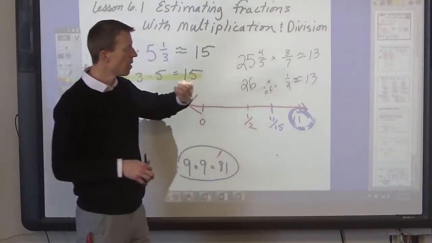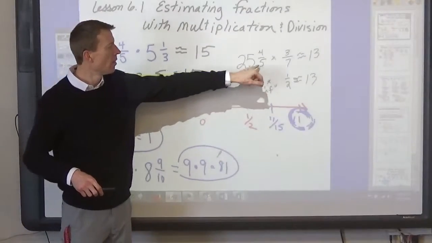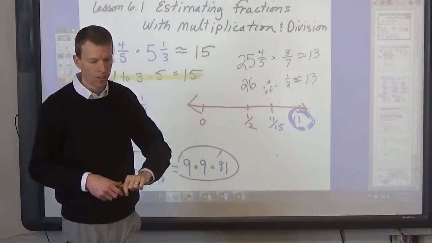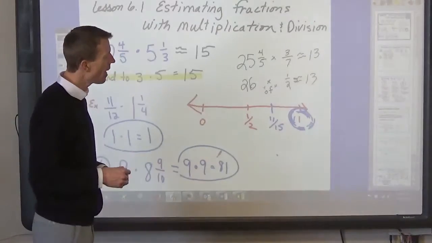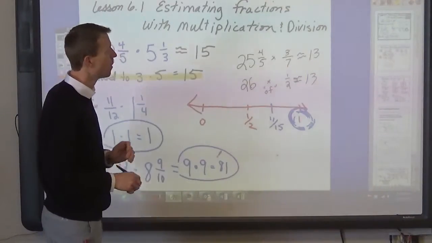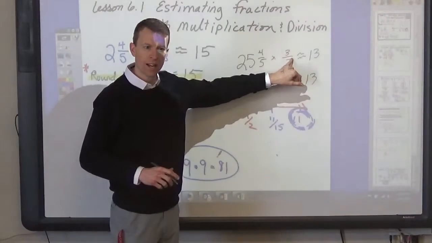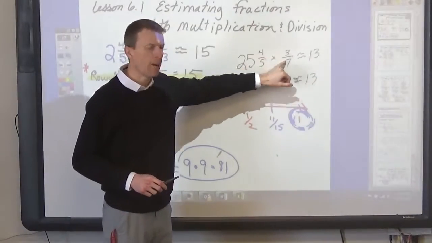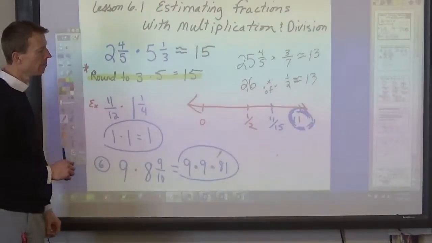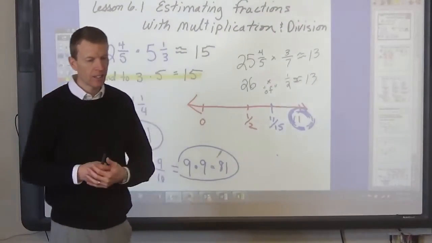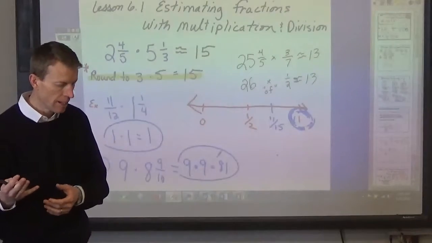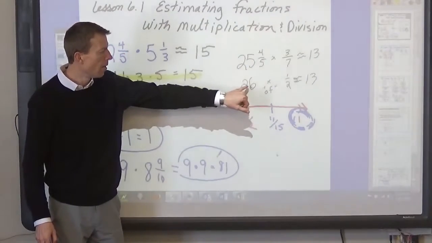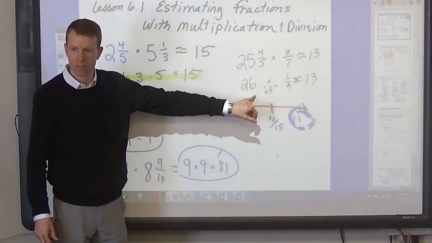Now, sometimes you can encounter questions where you're multiplying by a fraction that's close to a half. It's acceptable in that case, and I think you can do this, to round the fraction to 1/2, if it's just close to 1/2, and then multiply it by 1/2. And here's how to easily multiply something by a half: think of finding half of the number.